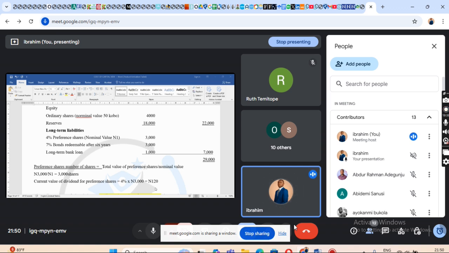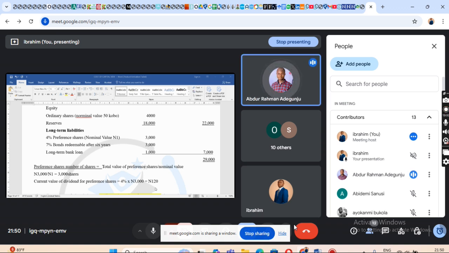Dividend per share now. You've calculated the total current value of the dividend, right? Is that not so? Now, what will be the dividend per share? How do we determine that? Who can try? What will be the value of the total current dividend divided by 3,000? Thank you. Divided by 120.